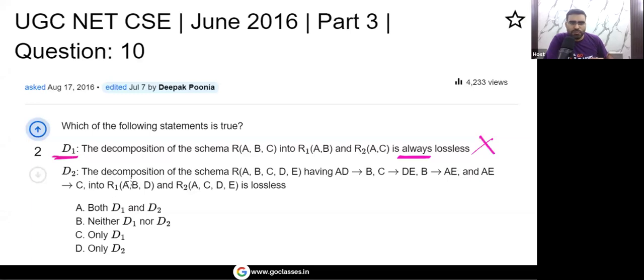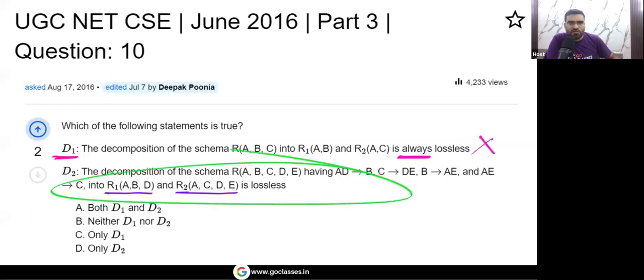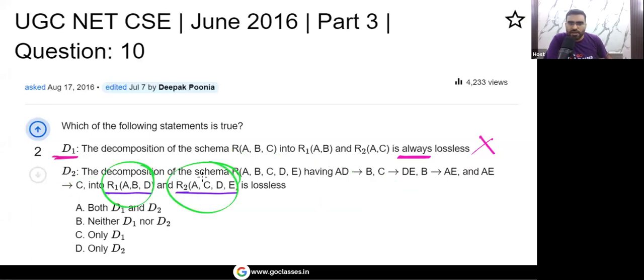What about statement D2? The decomposition of schema R(A, B, C, D, E) having these functional dependencies into R1, R2 is lossless. Okay. So tell me what you will check to determine if this decomposition is lossless or not. This is a binary decomposition. Again, you can see this relation we are decomposing into R1 and R2. Now what will you check? Remember, this decomposition will be lossless if the set of common attributes of R1 and R2 is a super key in at least one of them.